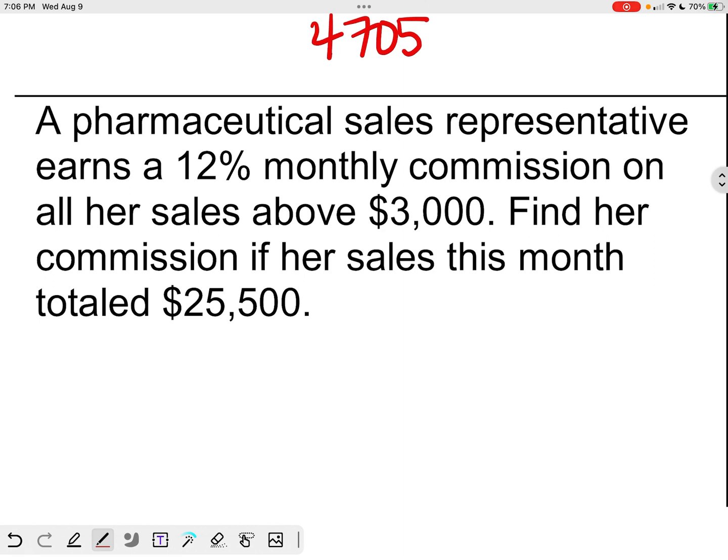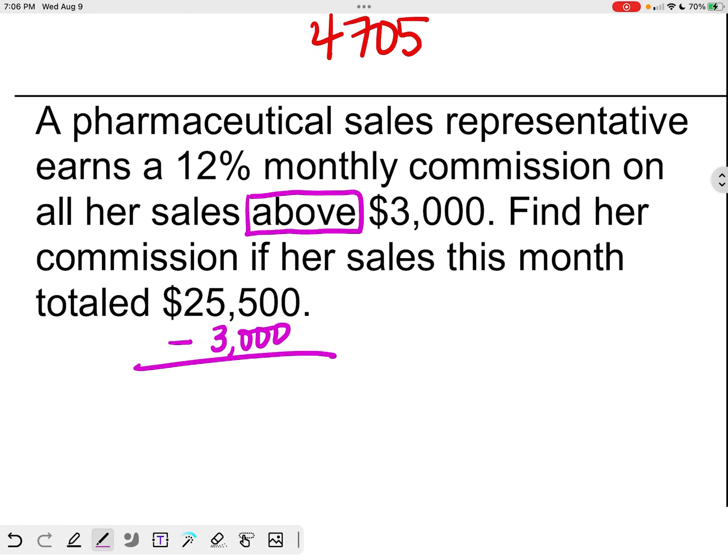A pharmaceutical sales representative earns a 12% monthly commission on all her sales above $3,000. Find her commission if her sales this month totaled over $25,000. Okay, a commission is like an incentive, like a bonus that you're getting. But did you notice they were trying to hide a word from us? Look. So she doesn't earn that commission until she's over the $3,000. So if she's not above it, no commission. But obviously $25,000, she's above. Before you do anything, get rid of that $3,000.